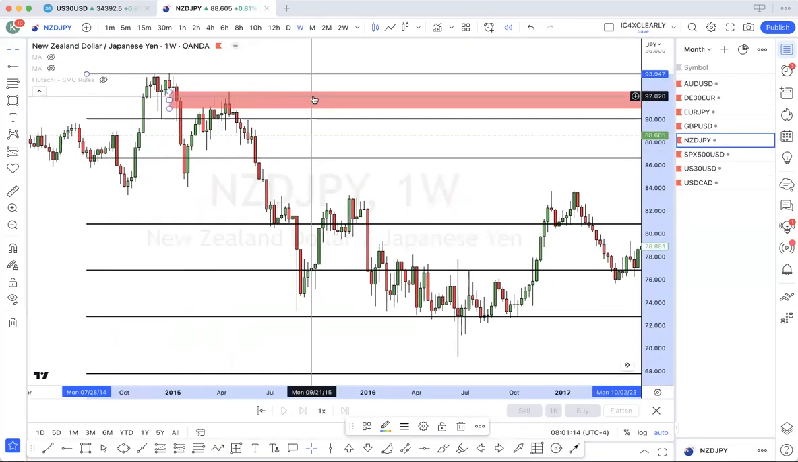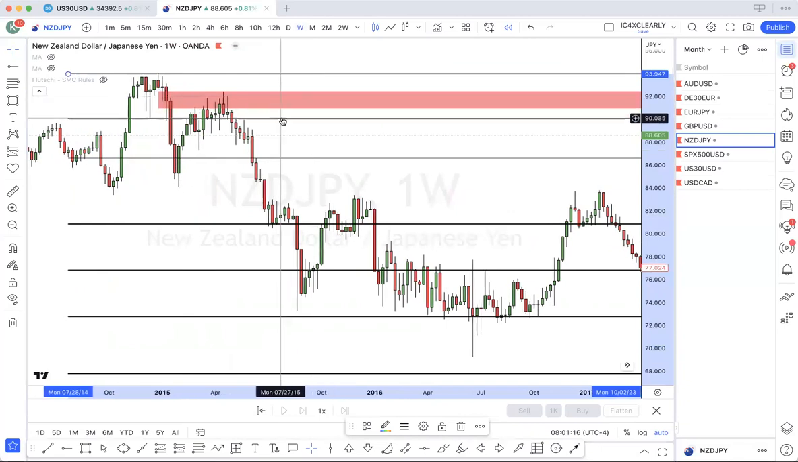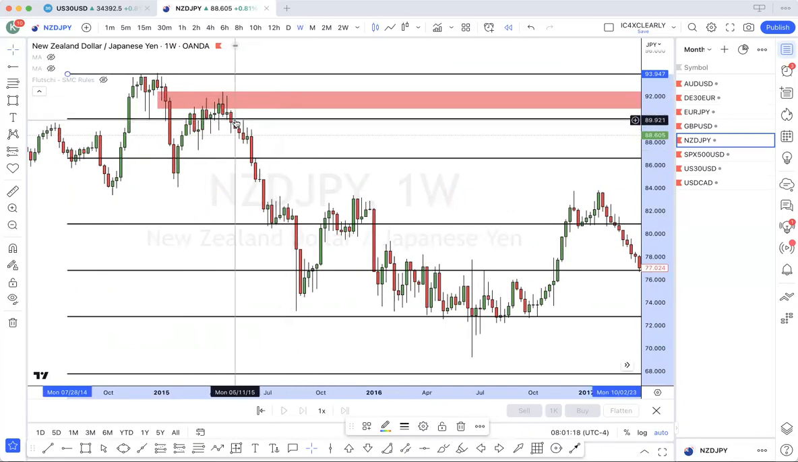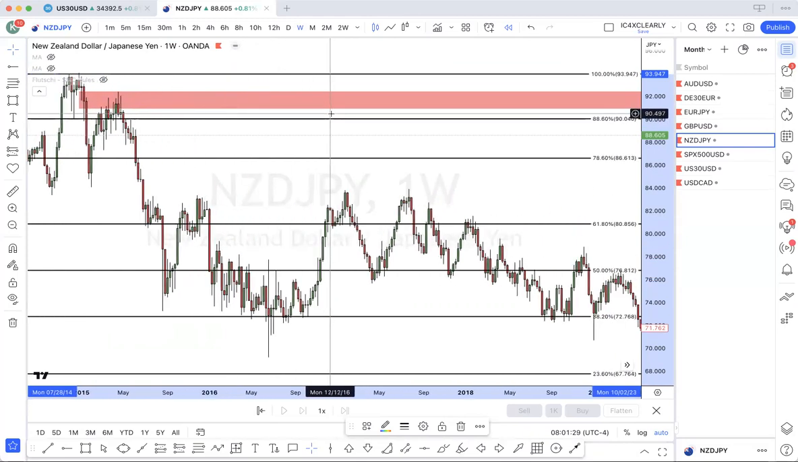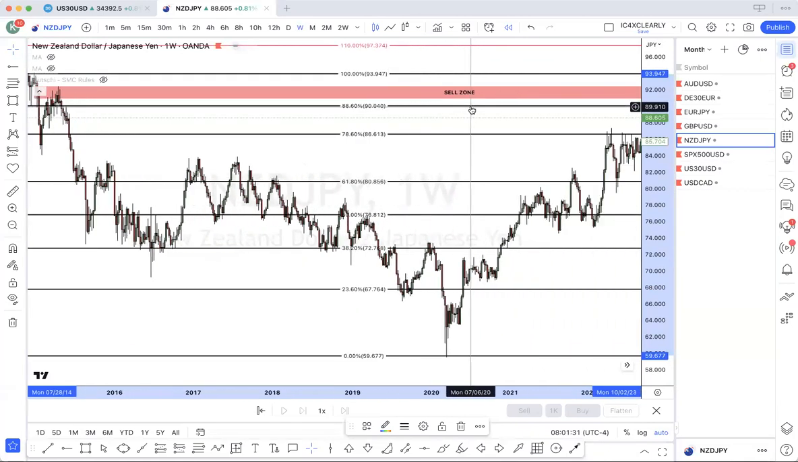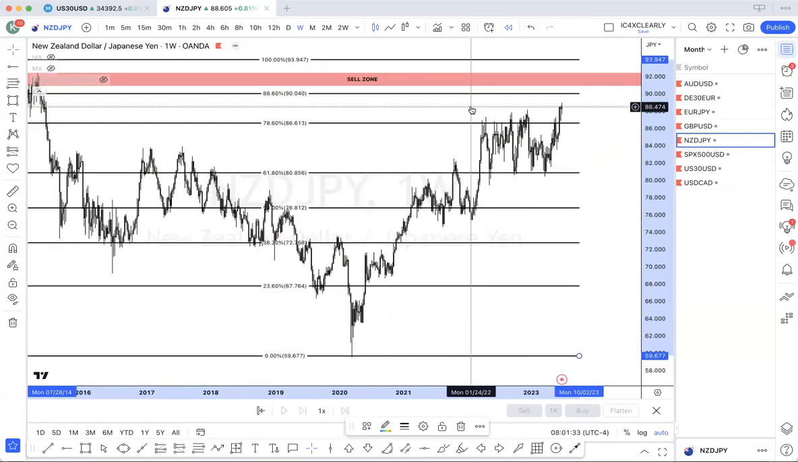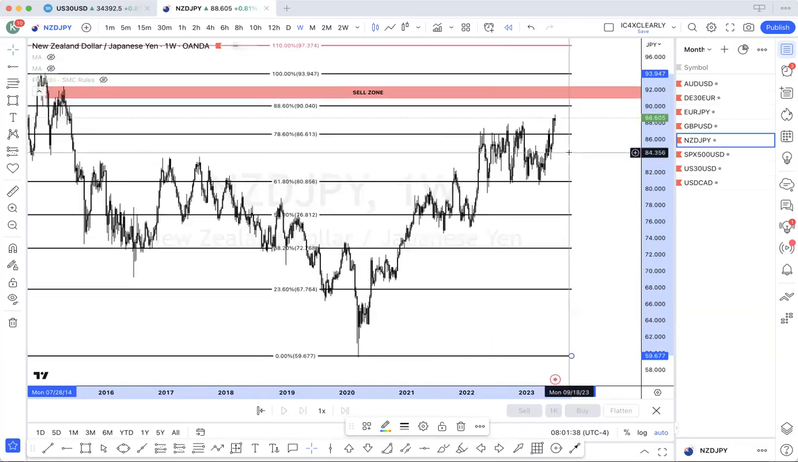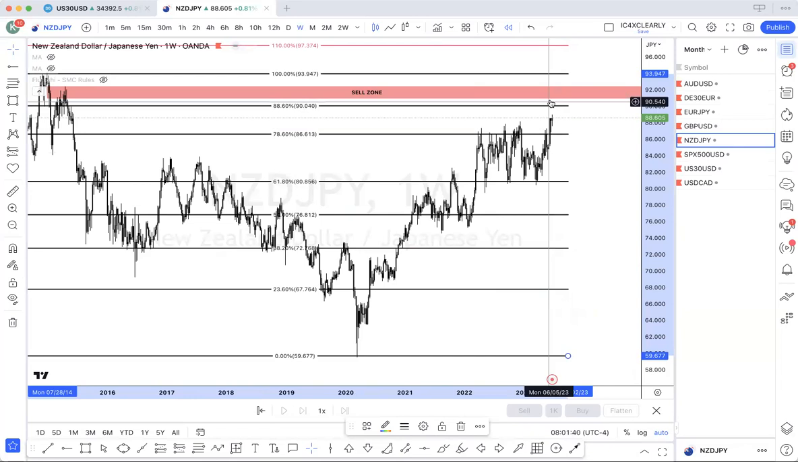We look on the weekly. There are these equal highs right here. So it could be coming to clear these equal highs here into this order block, which would be at the 88. So price could come here and then start to drop. But definitely expect price to pull up here.